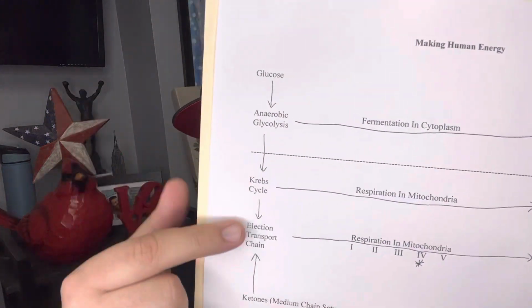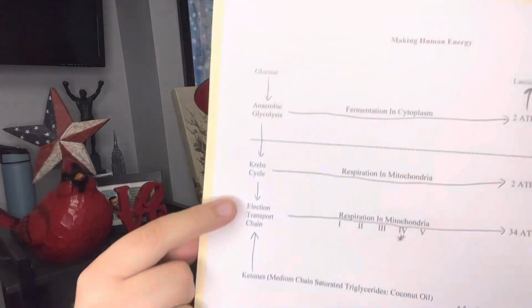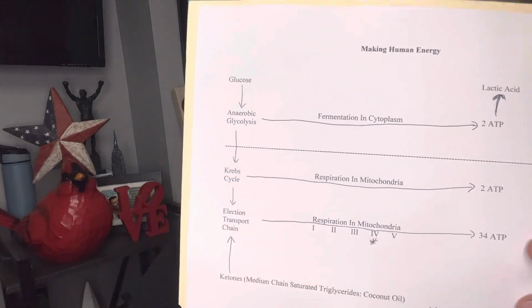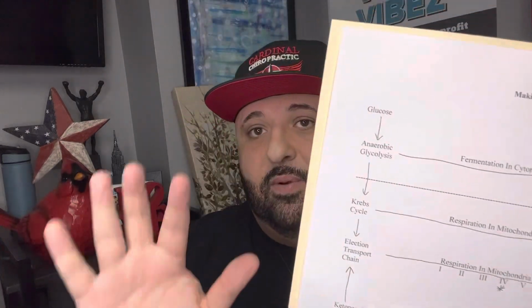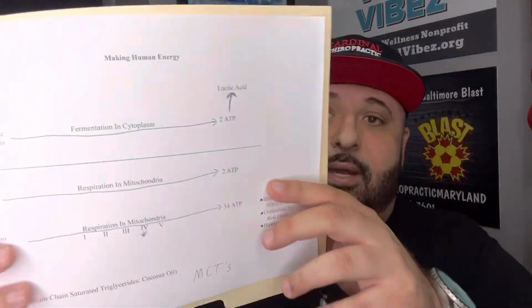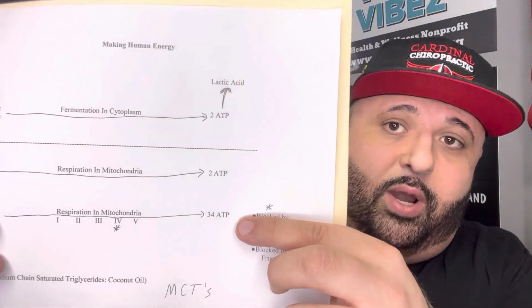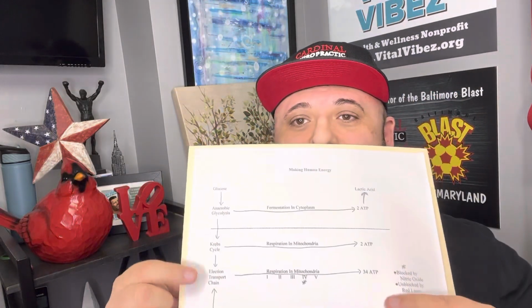And then the next one down the column is the electron transport chain. So that has respiration of the mitochondria. There are 5 levels inside the mitochondria, and you end up with 34 ATP. 34 ATP is a lot more than 2 and 2. So you can see that that's the best way to get energy in the system.